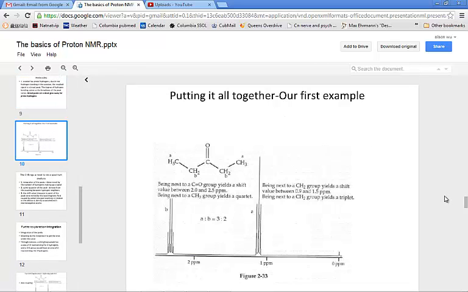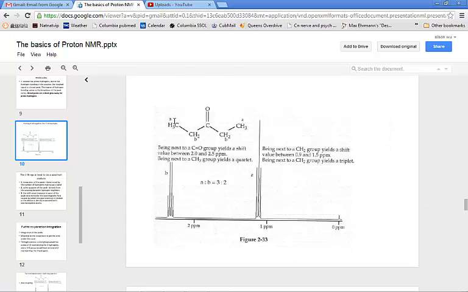So let's put together our very first example. First we need to identify unique hydrogens. If you look at this molecule, it's symmetrical. That's why these two hydrogens are the same. These two are the same because it's symmetrical. And ask me if you don't know why it's symmetrical. You just text me.